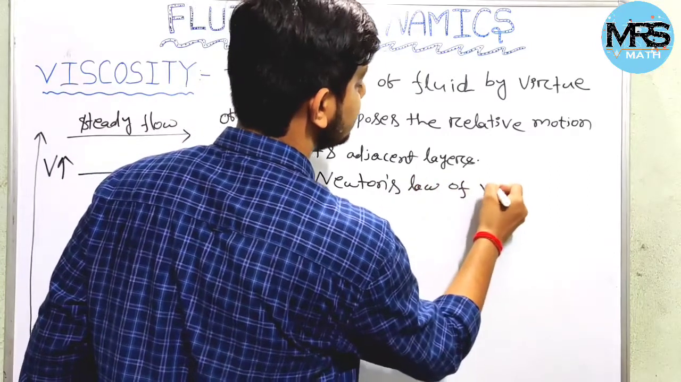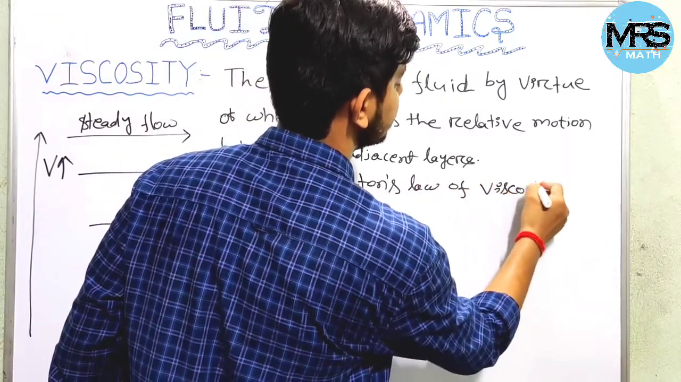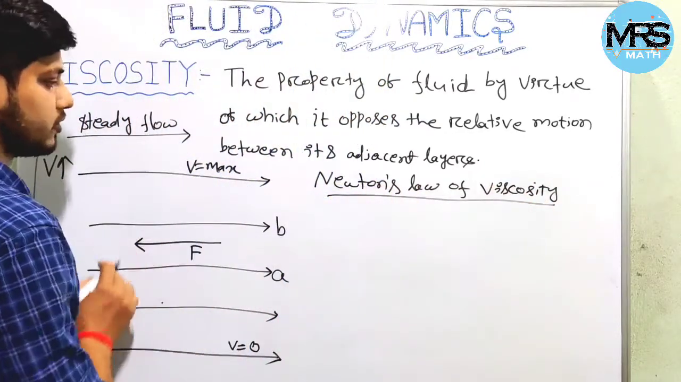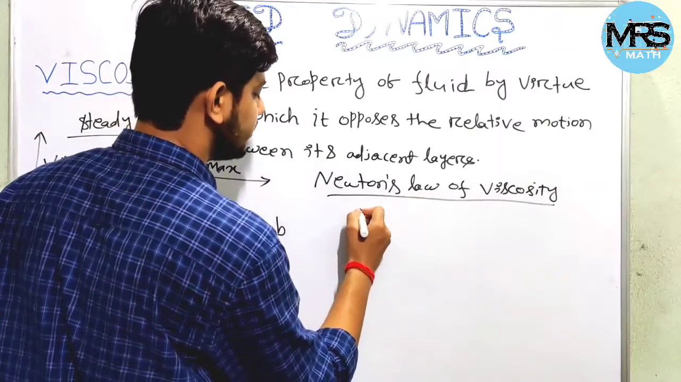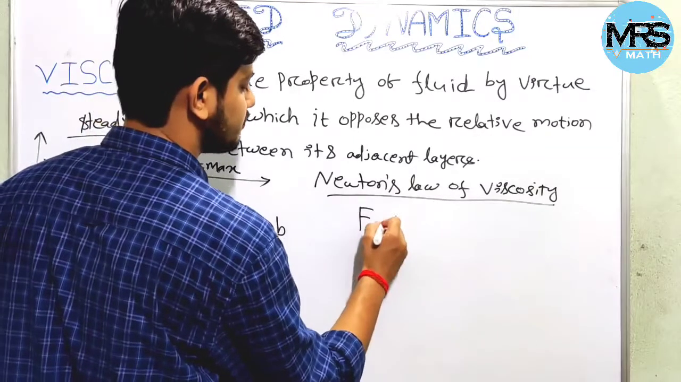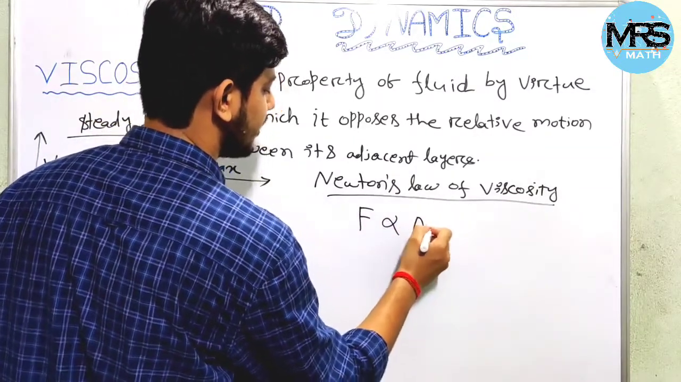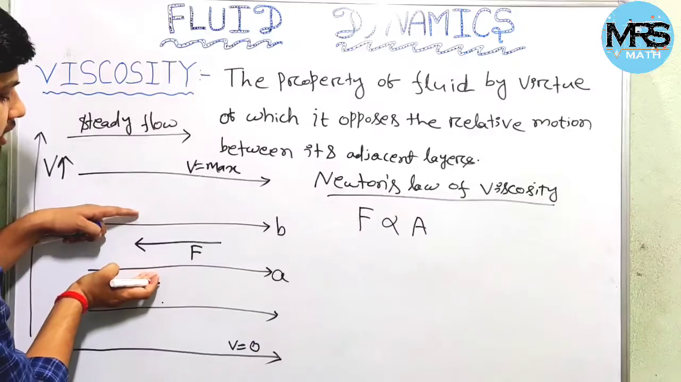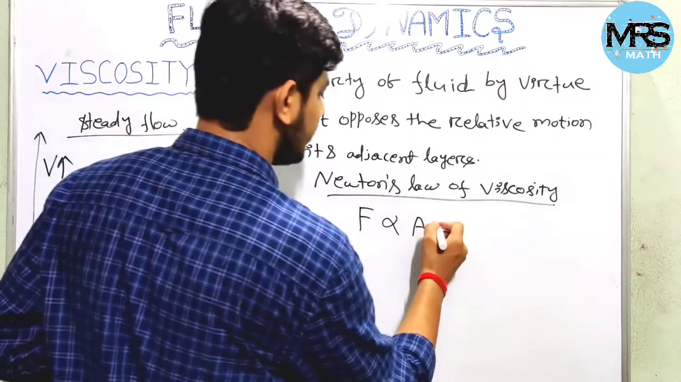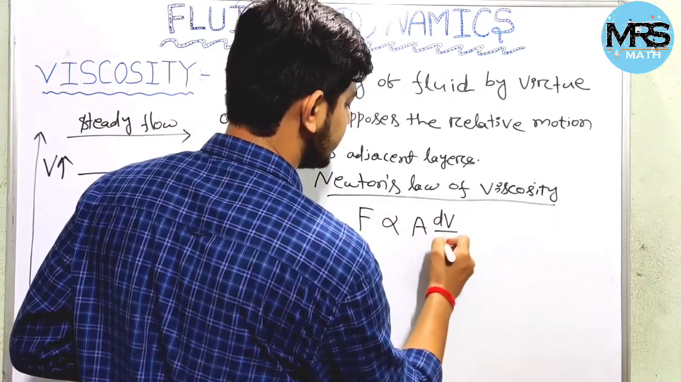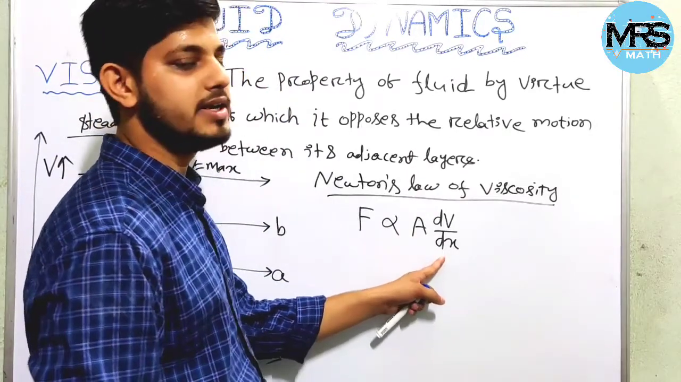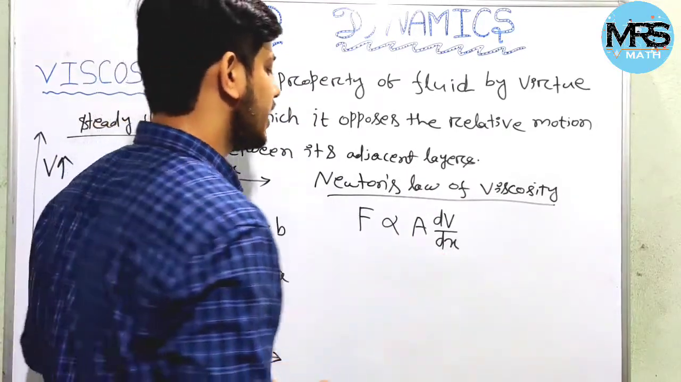Newton's law of viscosity. What is this? Newton has calculated this force. How did he calculate it? Let us say this force is F, which is directly proportional to the area. If we consider these two layers, this area of contact is A, and the velocity gradient, that is dV by dx. So this is the area of contact and this dV by dx is our velocity gradient.